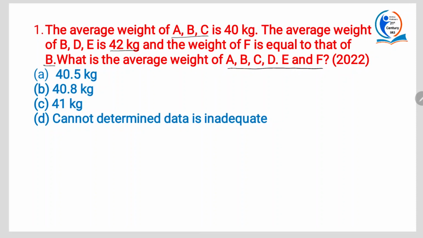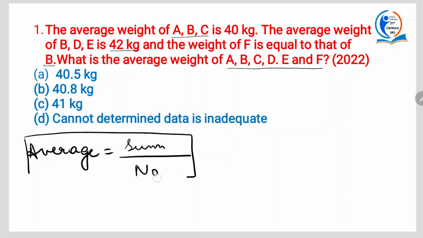See here, first of all, you should know only one concept in averages, that is, the average of n quantities or n numbers is equal to the sum of those numbers divided by the number of observations. This is only one concept in averages, which will help you solve every problem. So this you have to remember.